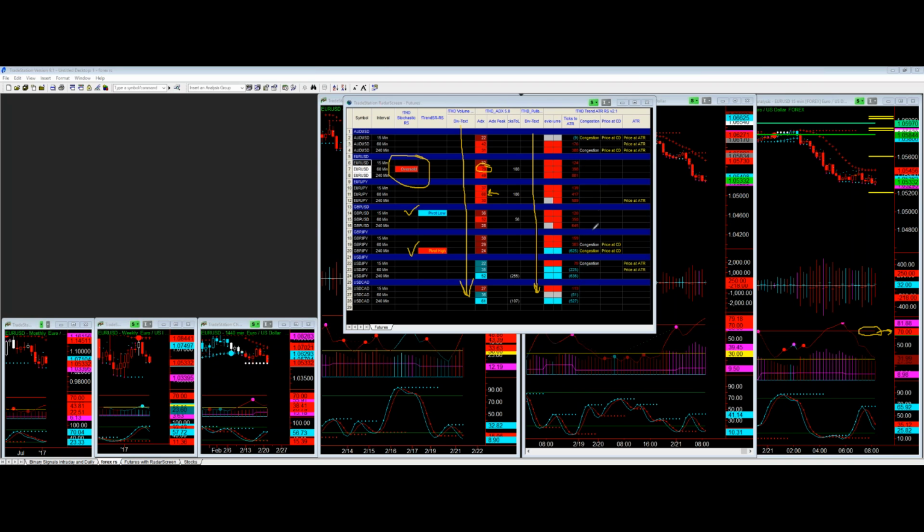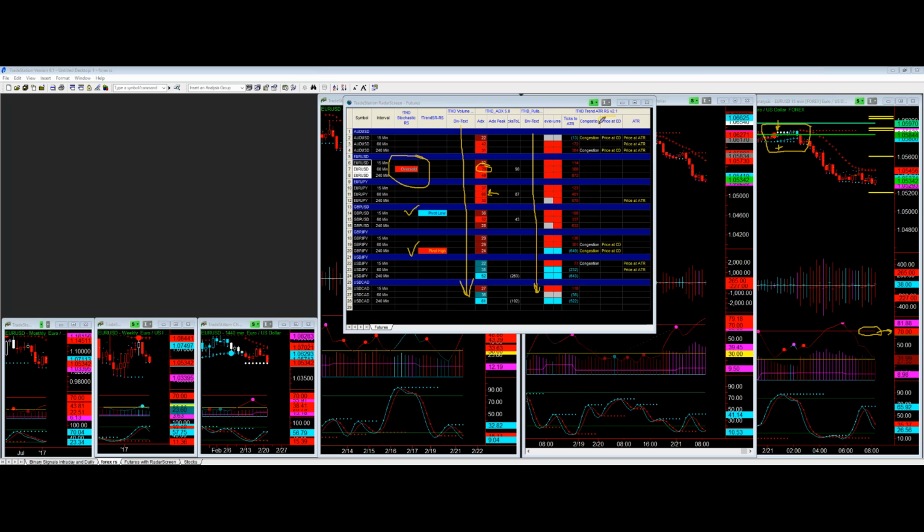I can also see when I'm in congestion. Now, congestion is exactly what you saw right here. You have a blue plus sign and a white dot right here. That tells me that the market is moving in a congestion pattern. The only time I can take a trade when that occurs is if price is at its congestion dot, which is the white dot, or is at the ATR.